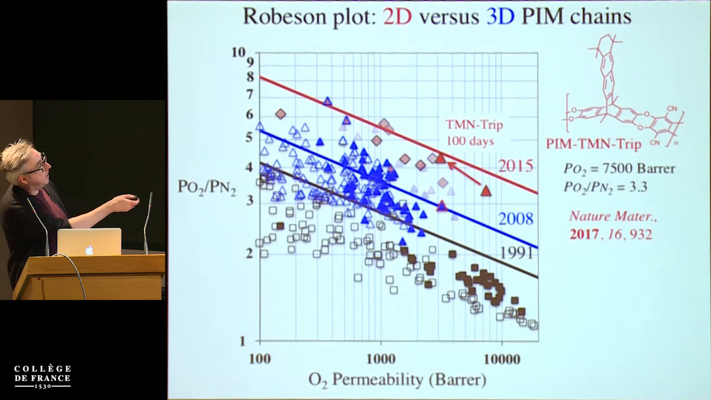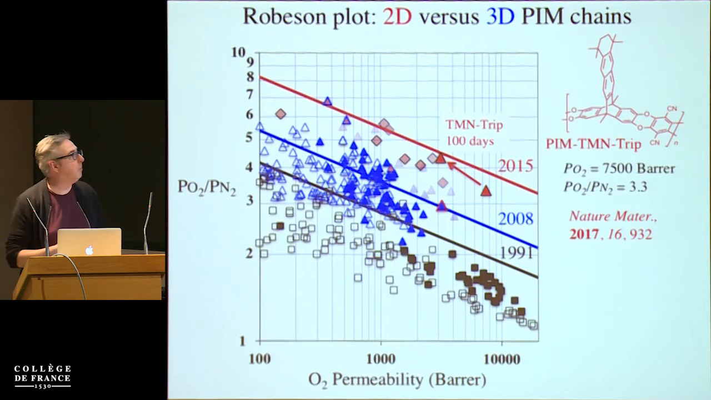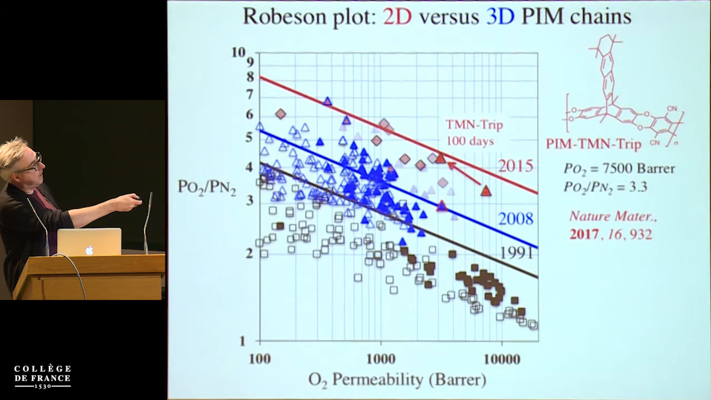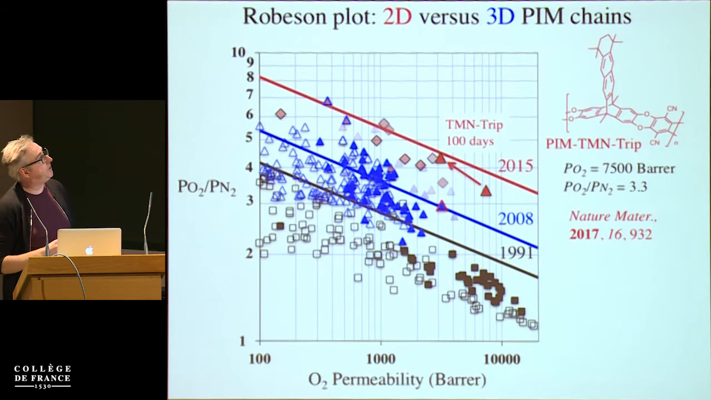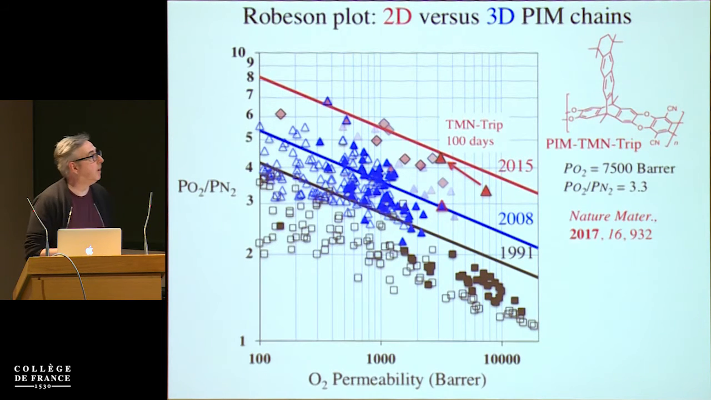And when we plot this on the Robeson plot, we're up here, and this is pretty much the same permeability as PTMSP, which is the most permeable polymer known up to that point, and yet much more selective. And in fact, when you age this polymer, you can get up to and now actually beyond the 2015 upper bound by aging the polymer.